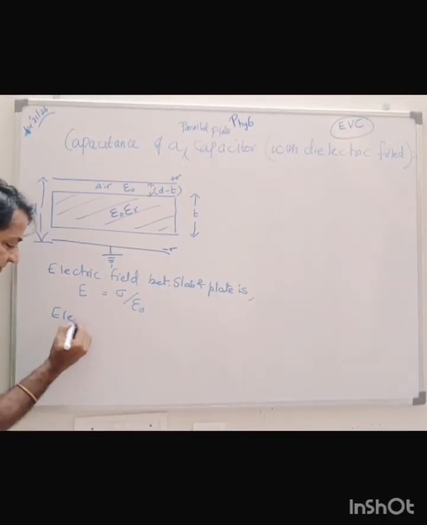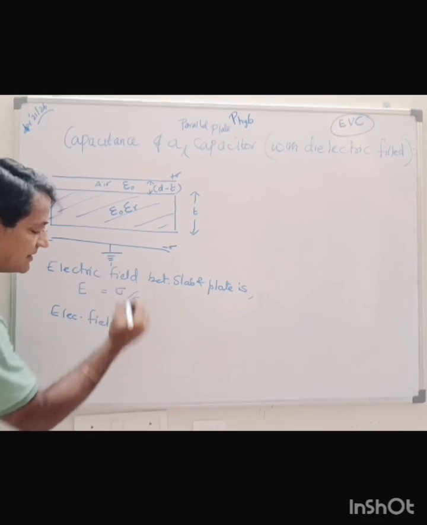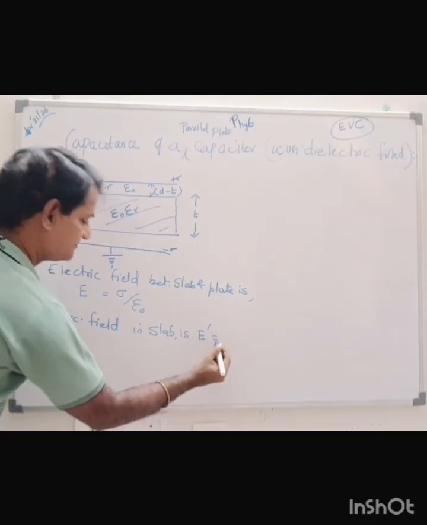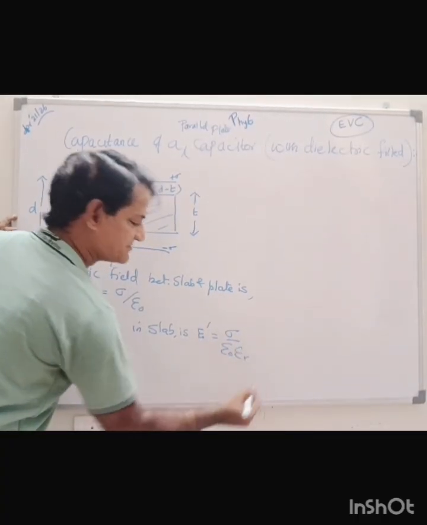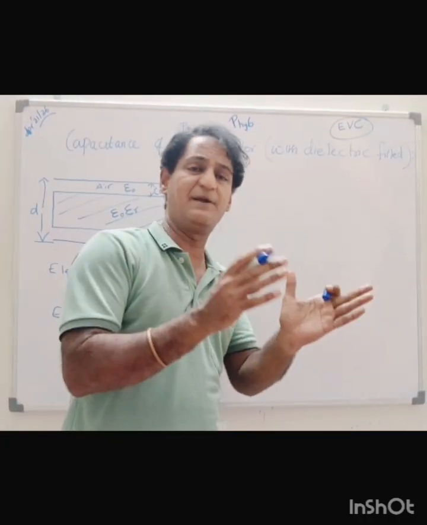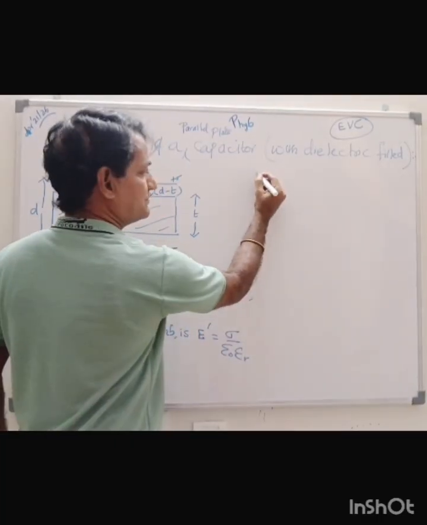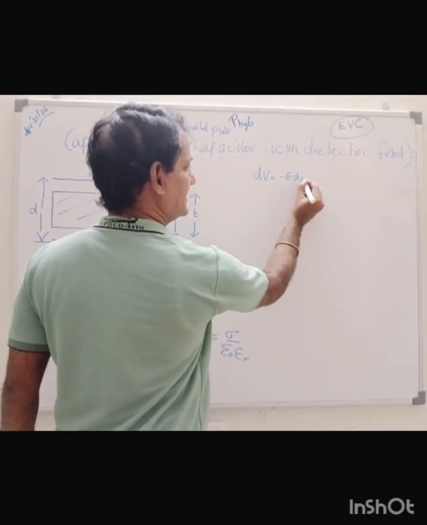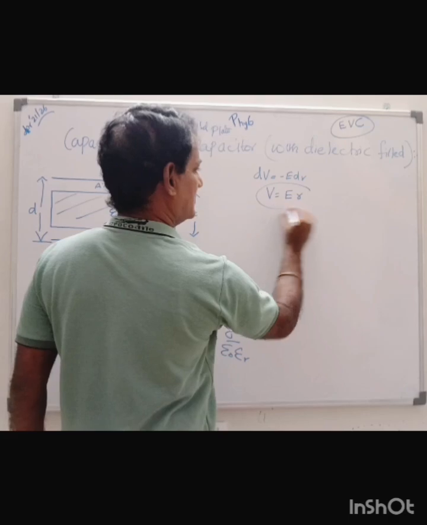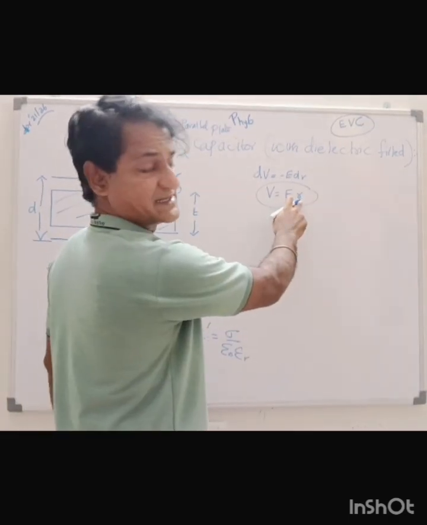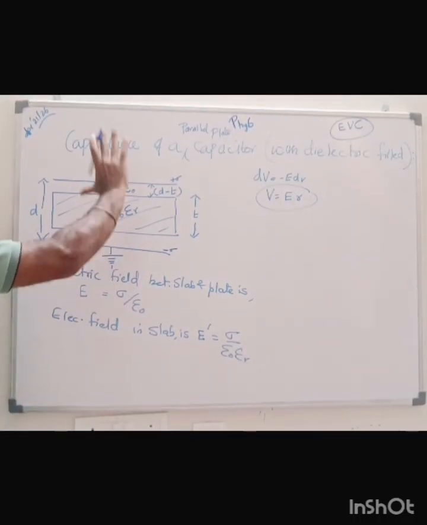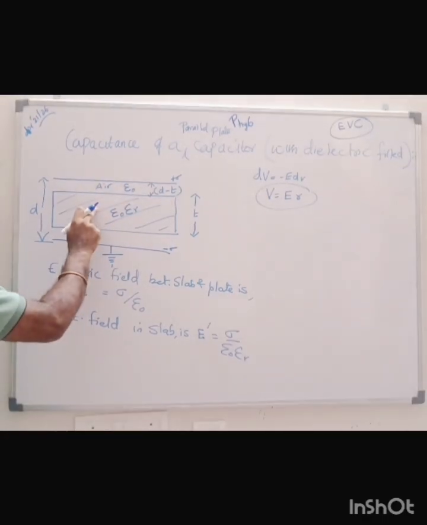Now the electric field in the slab itself is taken as E dash, which is nothing but sigma by epsilon naught into epsilon r. And we know the relation between the electric field and electric potential: dV is equal to minus E into dr. But this formula can also be written like this: V is equal to E into r. So potential is equal to electric field into the distance. Now first we need to find out the total potential both in air as well as in the dielectric slab.